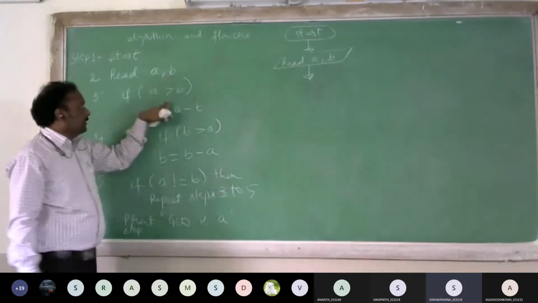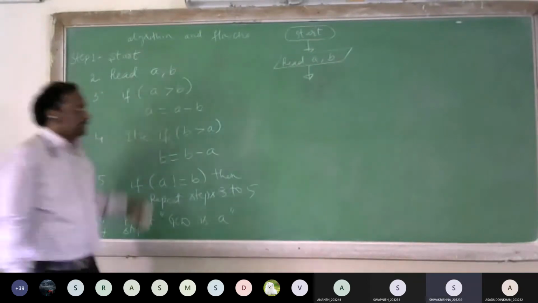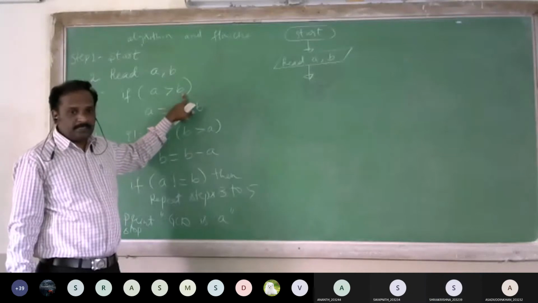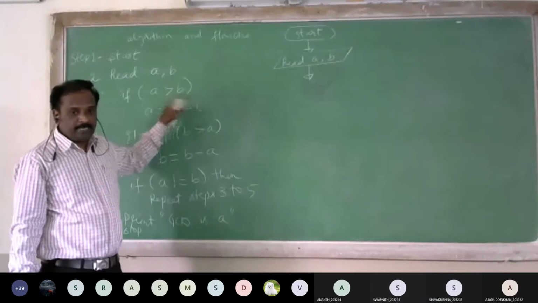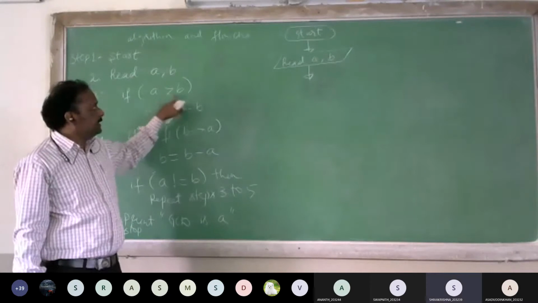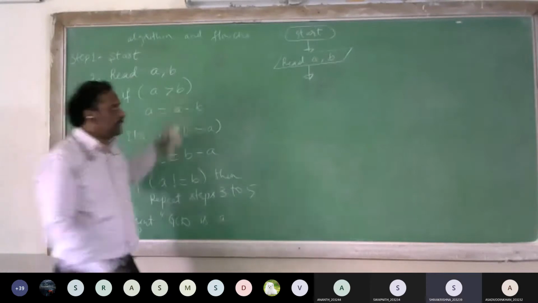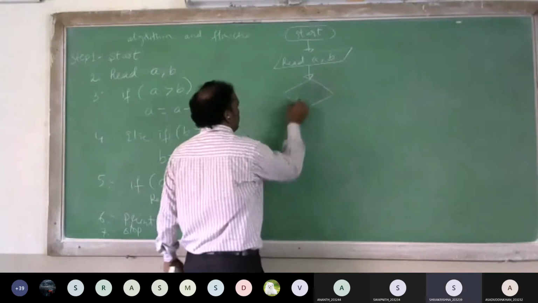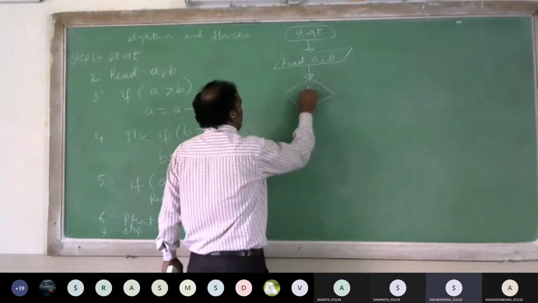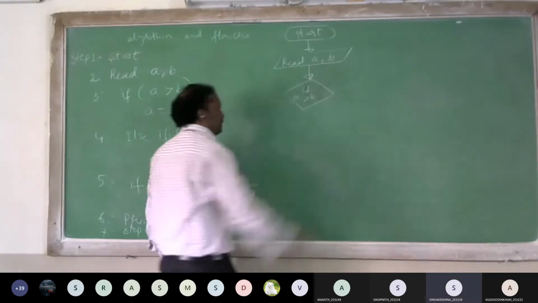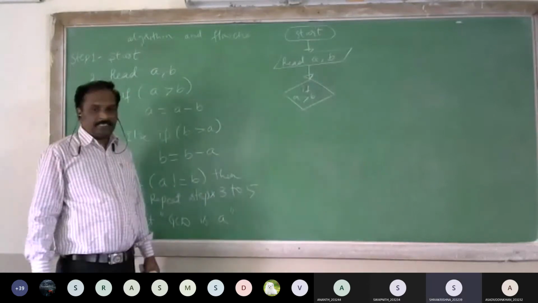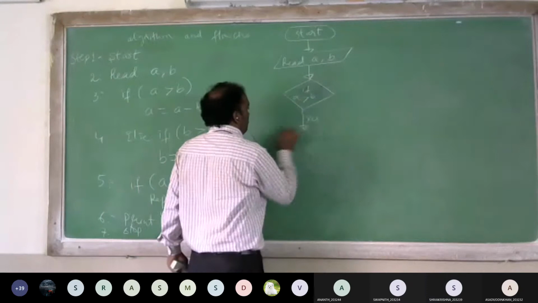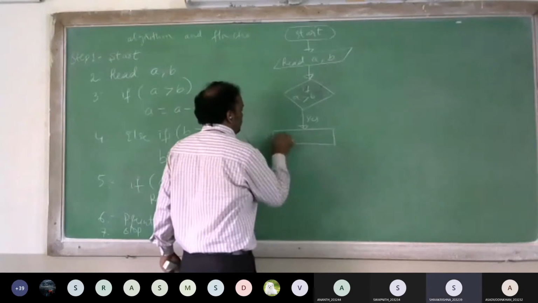Next step. If A greater than B, so greater than symbol. So for comparison, what do we need to use? Rhombus symbol. It is a decision, whether it is true or false, yes or no. For these kinds of things, we will use the rhombus symbol. If A is greater than B, yes. Yes means what do we need to do?